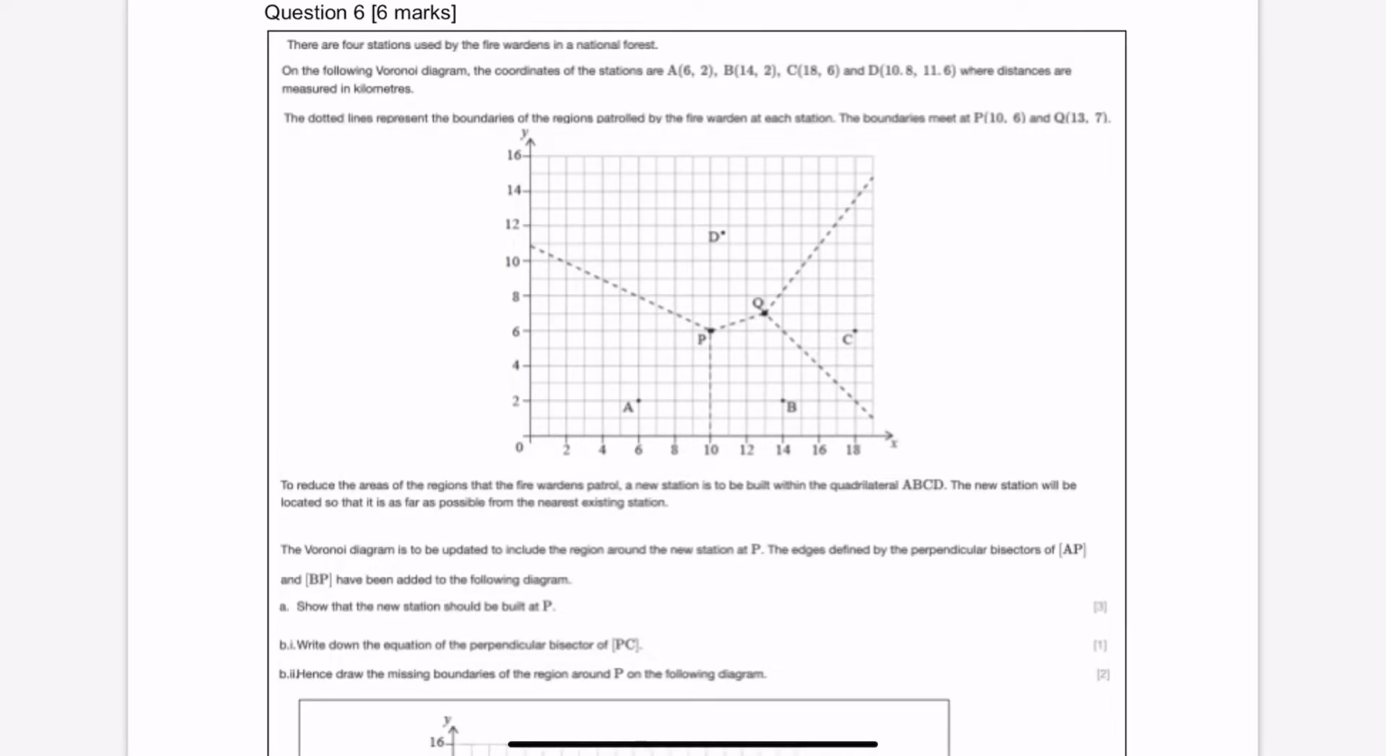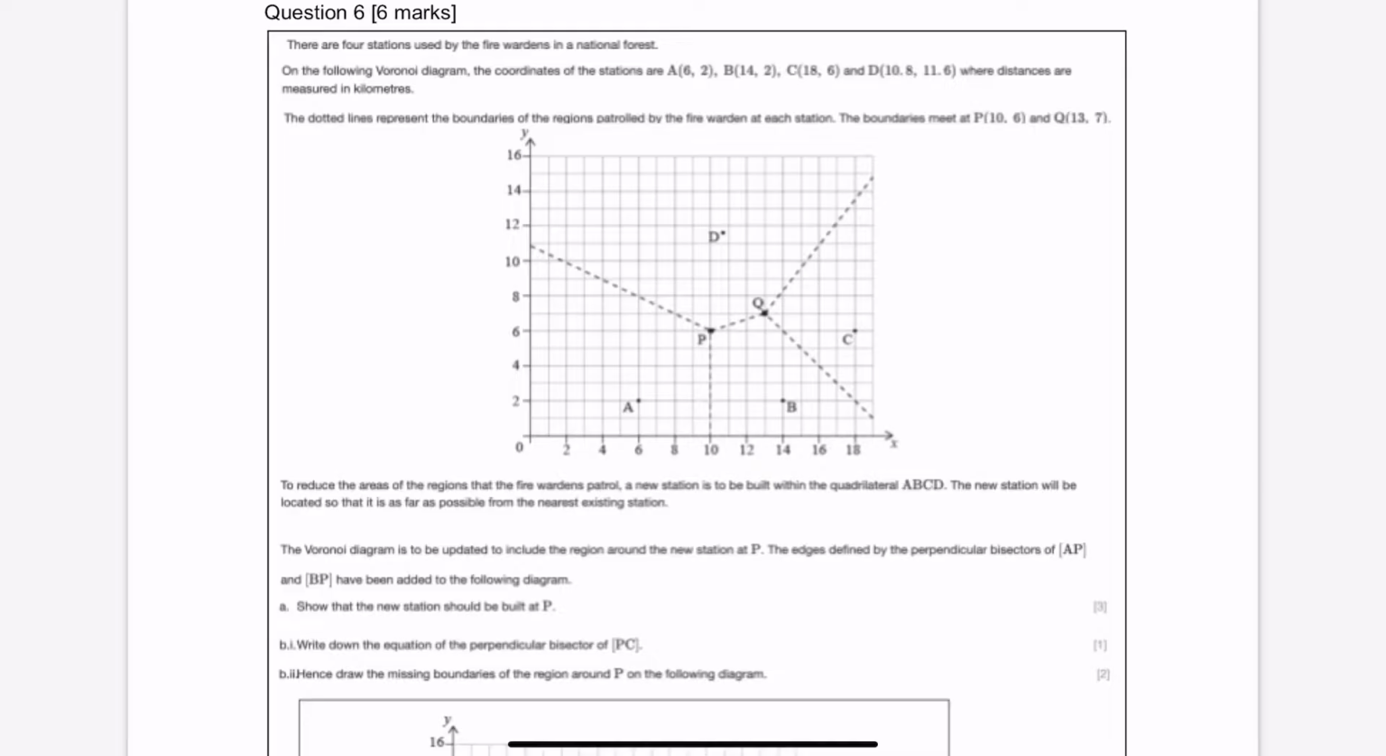So this is a question on Voronoi diagrams and space, and it's showing these different points, which are measured in kilometres, and they're the boundary regions from different wardens at the stations. And I'm told the coordinates of the various ones, so P is 10, 6, Q is 13, 7, and A, B, C, and D are also given above here. So I have all the information that I would need. I just need to keep referring back to it because it's not actually labelled on the diagram.